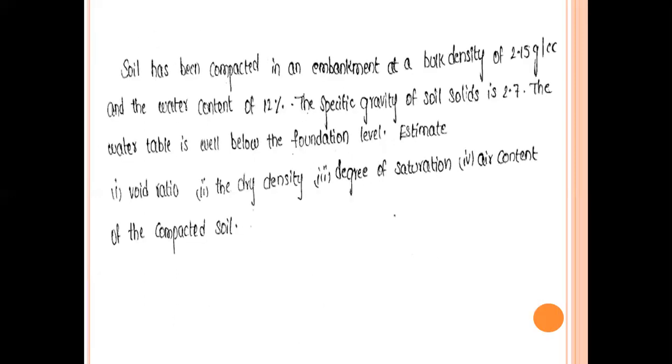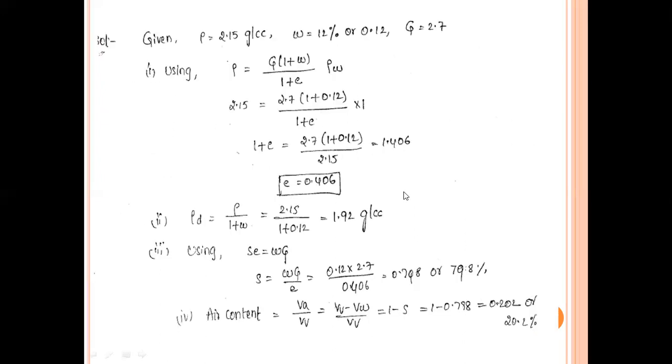Next one we find out degree of saturation. Third one is, we find out S using the formula S equal to WG by E. We know the water content, specific gravity and void ratio. So water content is 0.12 and specific gravity is 2.7 and void ratio we found is 0.406. Then the three values substitute in the equation and finally 0.798 or 79.8 percentage. It is the degree of saturation.